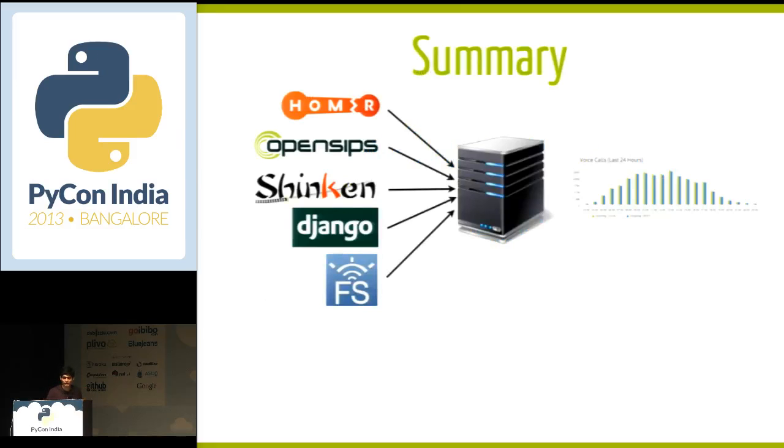So okay, to summarize, we have a whole lot of components like Homer, OpenSips, Shinken, Django, FreeSwitch, Redis. They all send data to Graphite, and they do this using a common set of protocols. Django sends data like recharges or user signups or things like endpoints created or applications created. FreeSwitch sends data like invites or the quality of a call. Shinken sends us data of server uptime and does monitoring too. OpenSips sends us a lot of SIP data, and Homer sends us data related to SIP too.